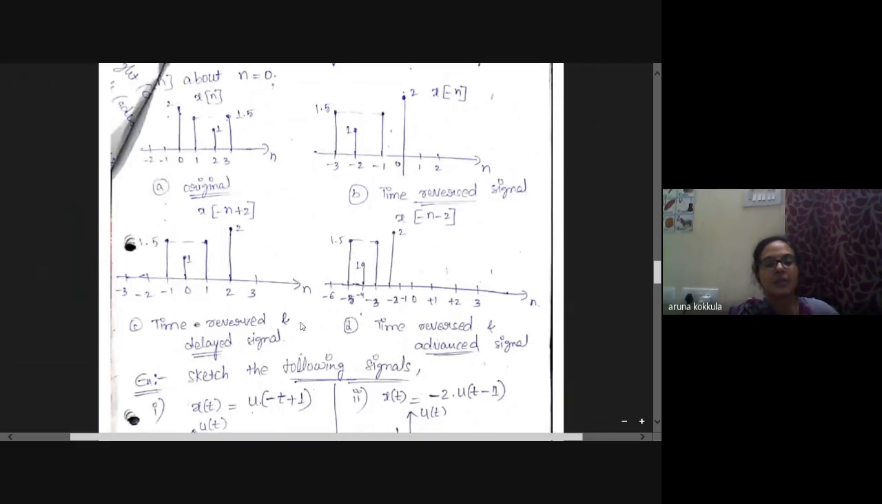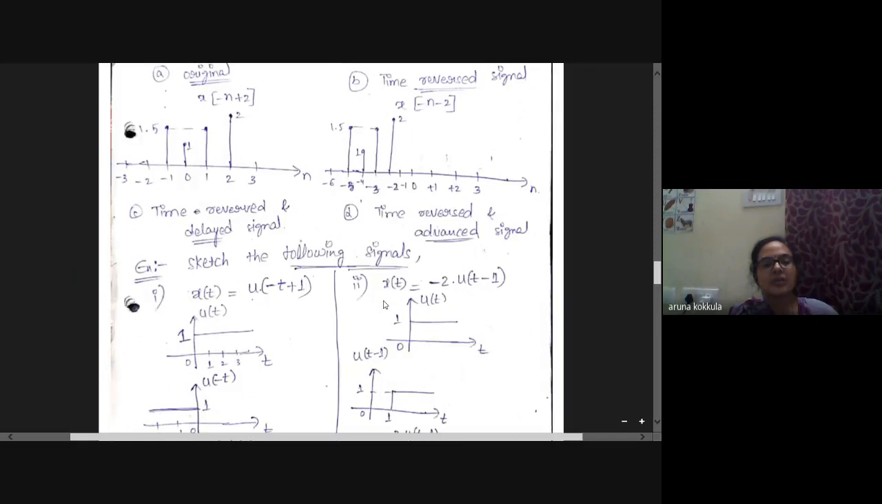Now a time reversed and delayed signal. What you need to do first is delay the signal first, n plus 2. So n is equal to minus 2. So 0 is shifted to minus 2, and the signal runs from minus 2 to 1. Then by just reversing, minus 2 to 1 is changed to 2 to minus 1.